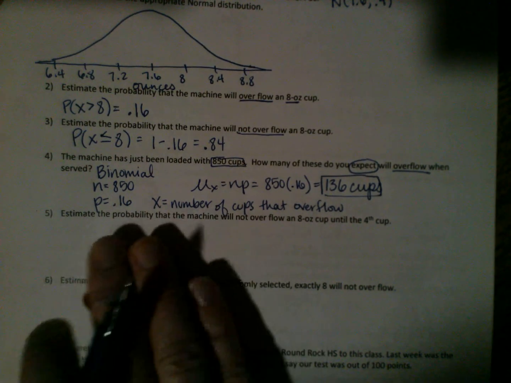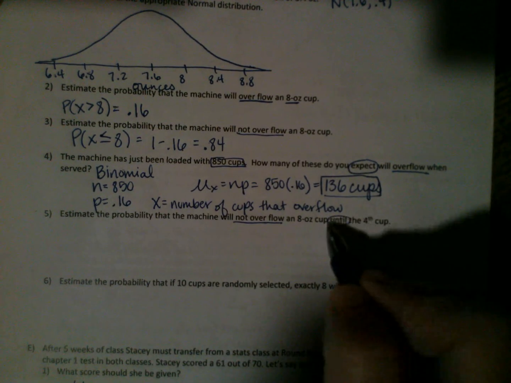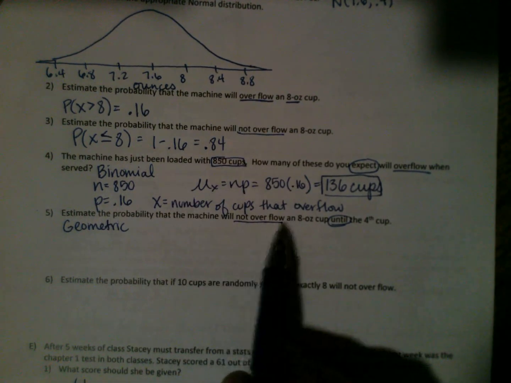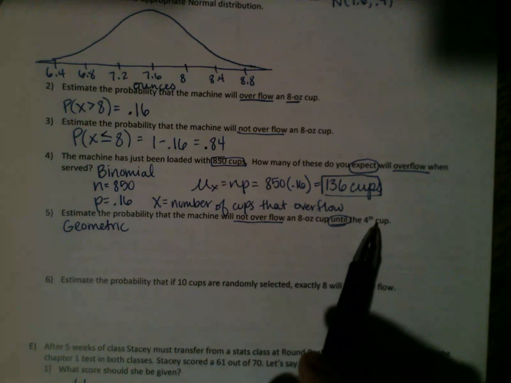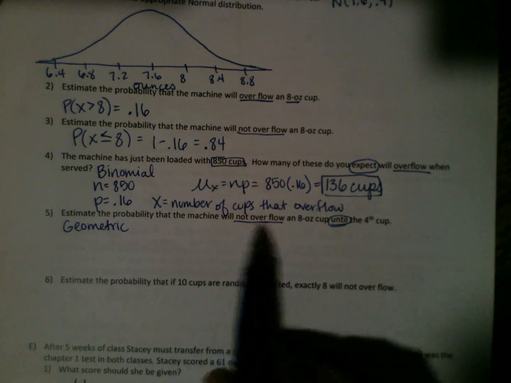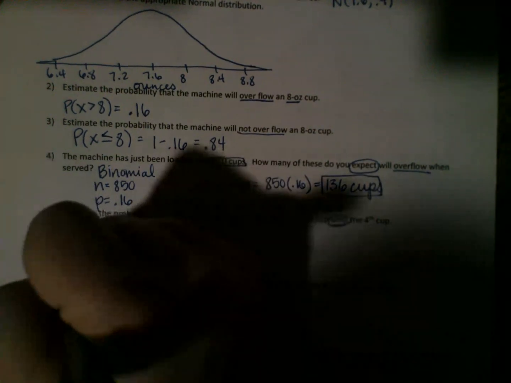Okay, number 5 says estimate the probability that the machine will not overflow an 8-ounce cup until the 4th cup. That "until" tells me that this is geometric. It's going to not overflow until the 4th, so we're still considering overflowing the success. It's not overflowing until the 4th means the 4th one does overflow. So probability for overflow is 0.16.